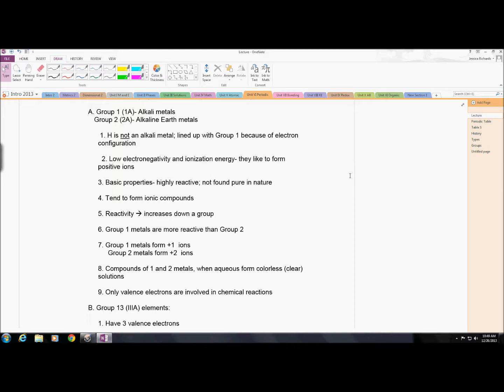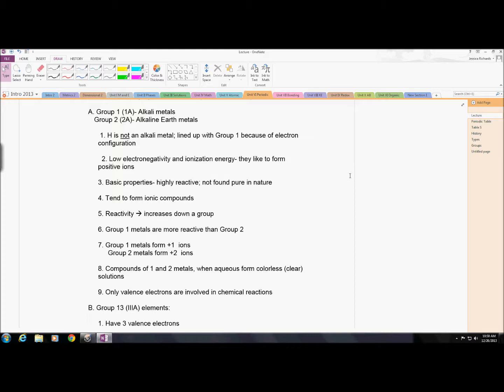Group 1 always more reactive than group 2. So a lot of times a test question will ask you to compare which one is most reactive. You're looking for the metal with the lowest ionization energy. If they're in the same period, the group 1 will always be more reactive than the group 2.